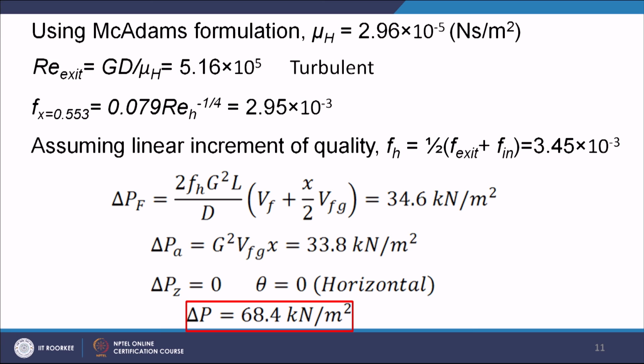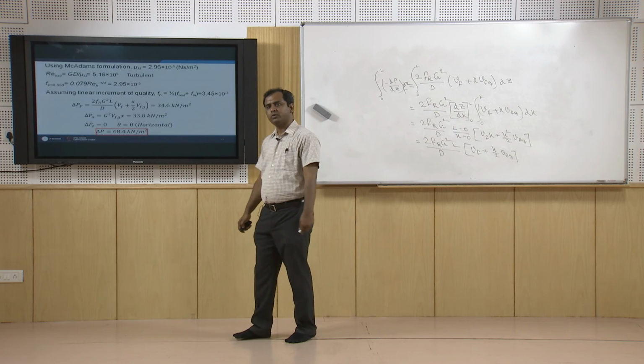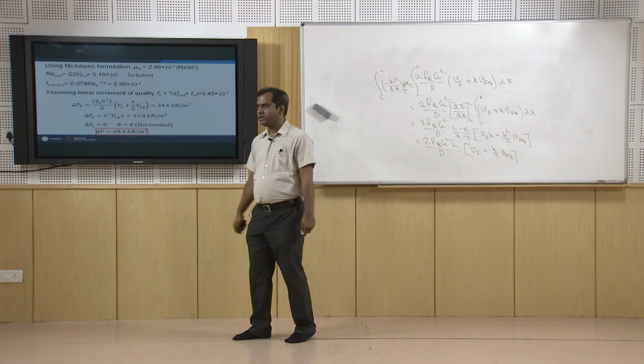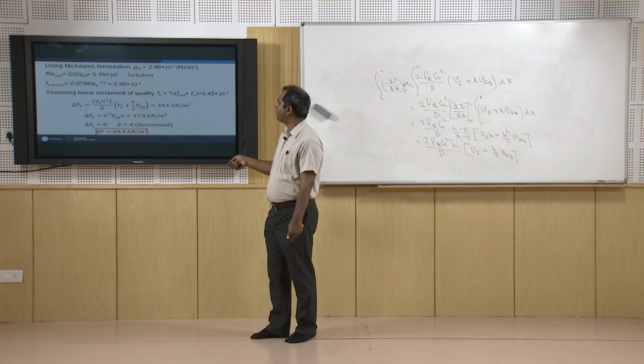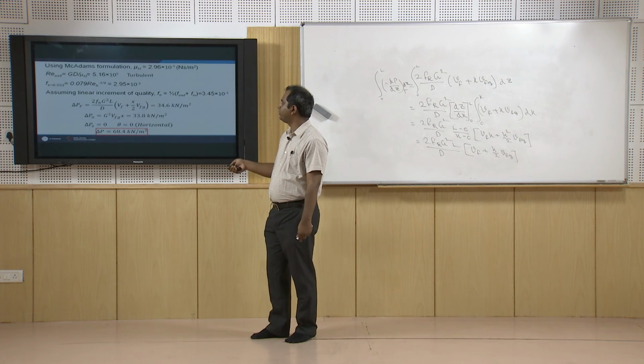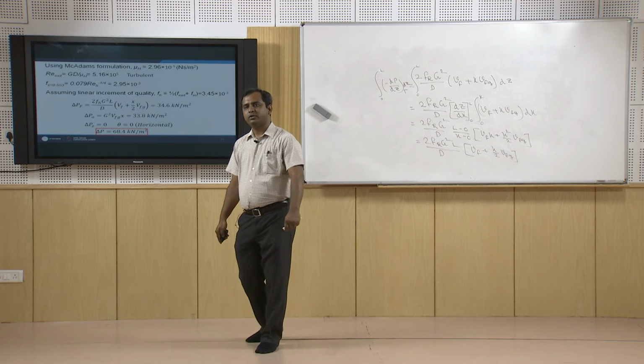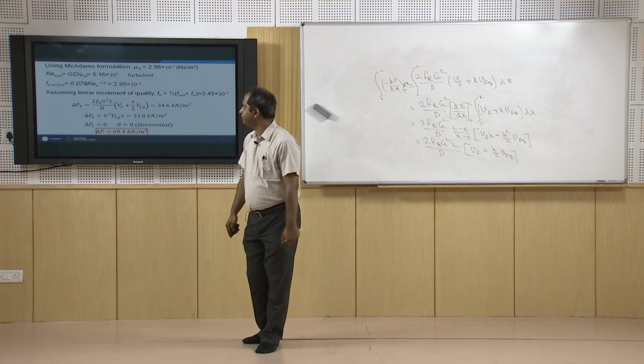On a similar note, the acceleration pressure drop will be G square into V fg into x. We know x at the exit, so this comes out to be 33.8 kilonewton per meter square. As the pipeline is horizontal, there will be no pressure drop due to the gravitational head, so delta p z equals 0 because theta is 0. If we add these, the total overall pressure drop will be 68.4 kilonewton per meter square. In this way we can find out the pressure drop inside a uniformly heated pipe.